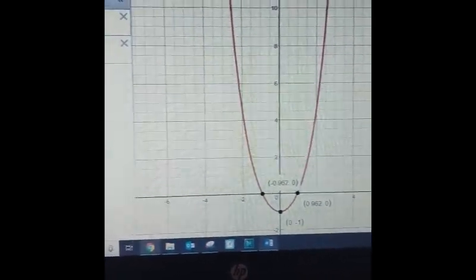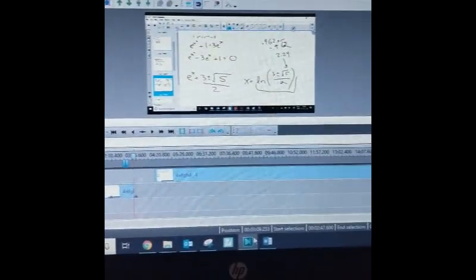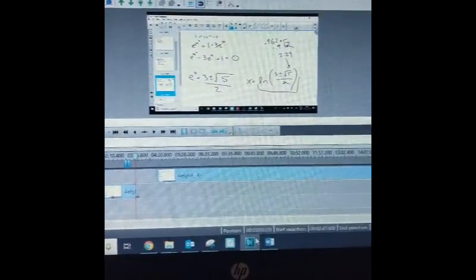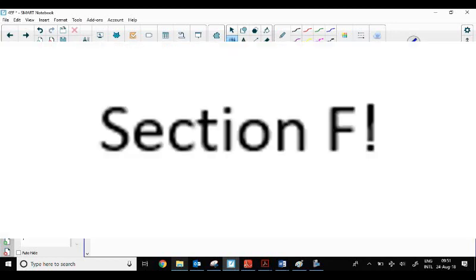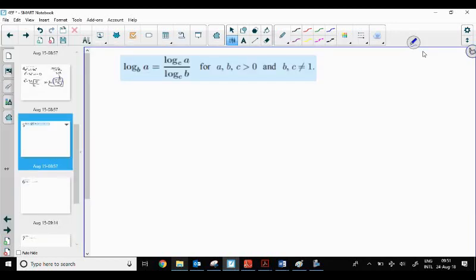Everything you need to know is on this screen, or on this screen, really. So have fun with that. And that brings us to the change of base formula. This is the fourth logarithmic property that we need to know.